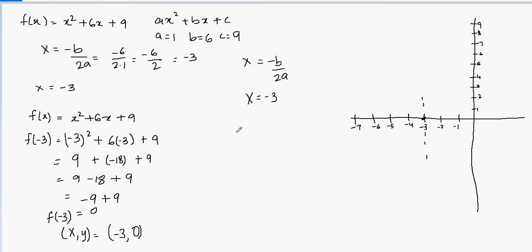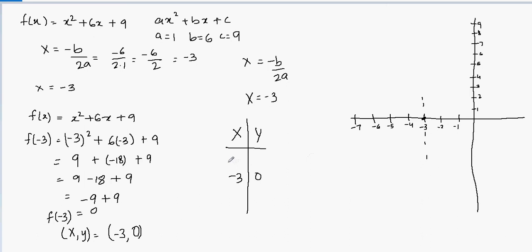Now let's make an xy table here, x and y, and we already got the vertex. When x is negative 3, y is 0. Now what we have to do is choose 2 points, 1 point to the right of the vertex and 1 point to the left of the vertex. So let's choose one point to the right of the vertex, let's say negative 1. Let's take negative 1.